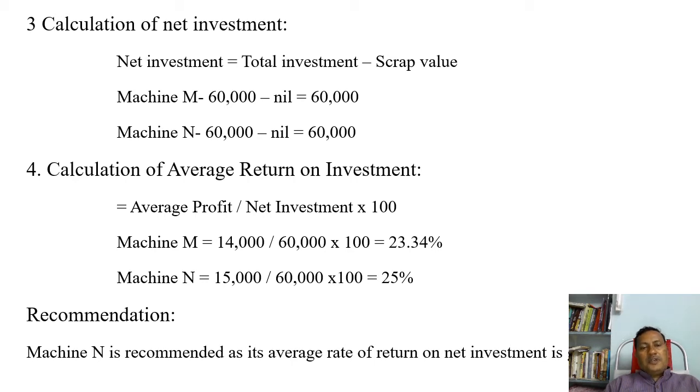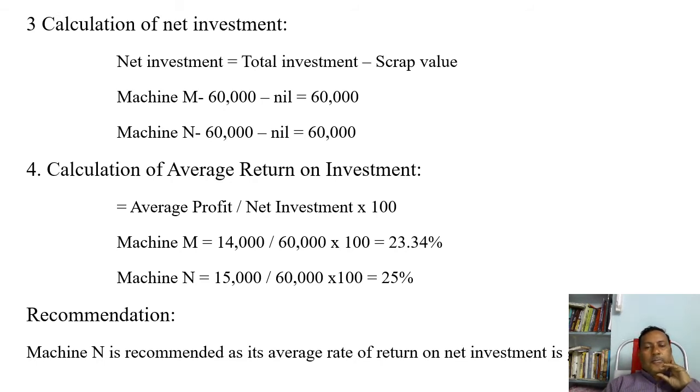Now the last step, the calculation of average return on investment. Average return on investment is equal to average profit divided by net investment. So we have calculated average profit. Machine M is 14,000. Net investment is 60,000 into 100, that comes to 23.34% for machine M, and for machine N it is 15,000 divided by 60,000 into 100, which is equal to 25%.